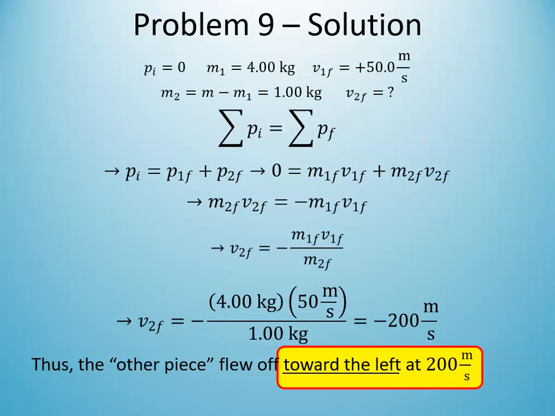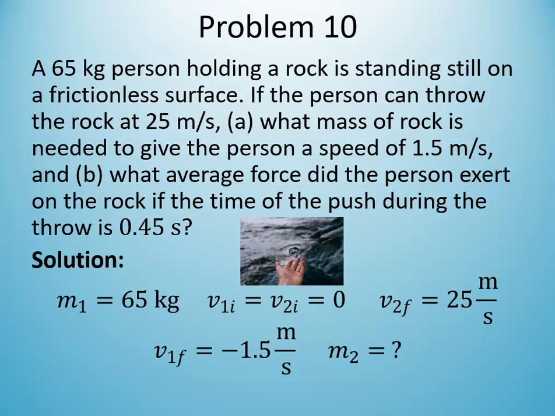So next, our last problem. A 65 kilogram person is holding a rock and standing still on a frictionless surface. Ooh, does this sound familiar? If the person can throw the rock, not rocket, at 25 meters per second, what mass of rock must be required in order to give the person a speed of 1.5 meters per second on this frictionless surface?